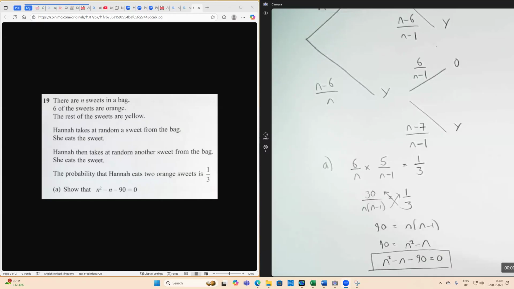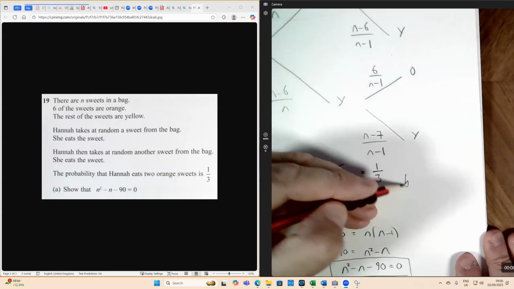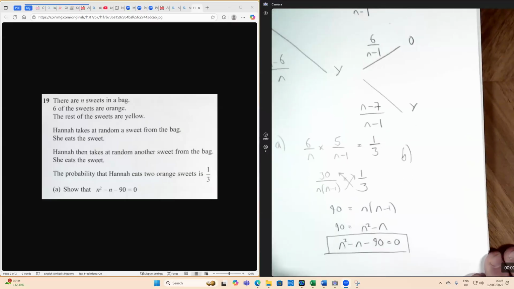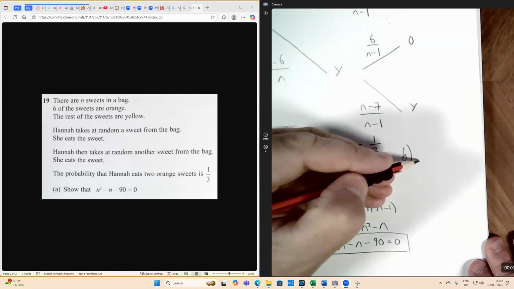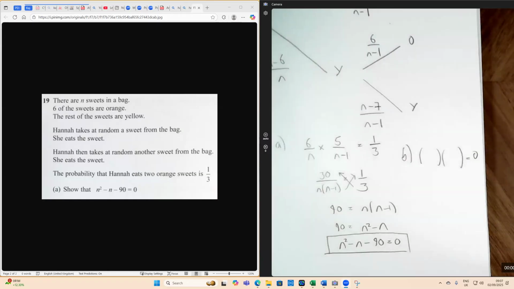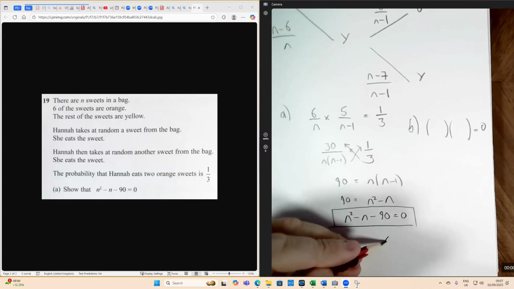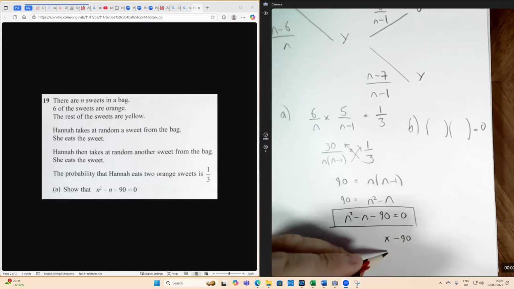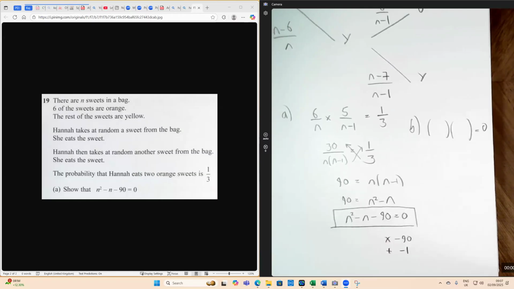And that's the question that was hugely controversial back in the day, as I say. The part B has been cropped off this image. I think part B was how many sweets are in the bag. So in order to work out how many sweets are in the bag, we need to solve this quadratic equation. And in order to solve this quadratic equation, we need to factorize it. So let's think about that. We're thinking about two numbers that multiply together to make 90, but add together to make minus 1. So they've got to multiply together to make minus 90, but add together to make minus 1.